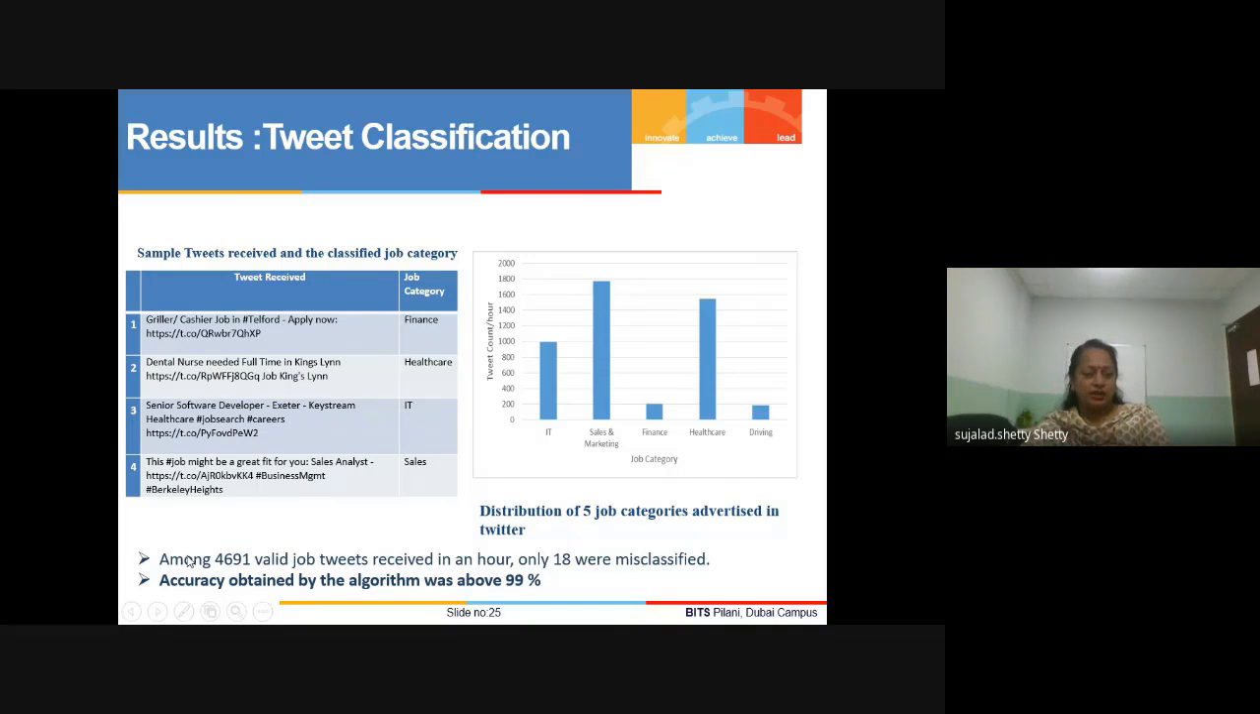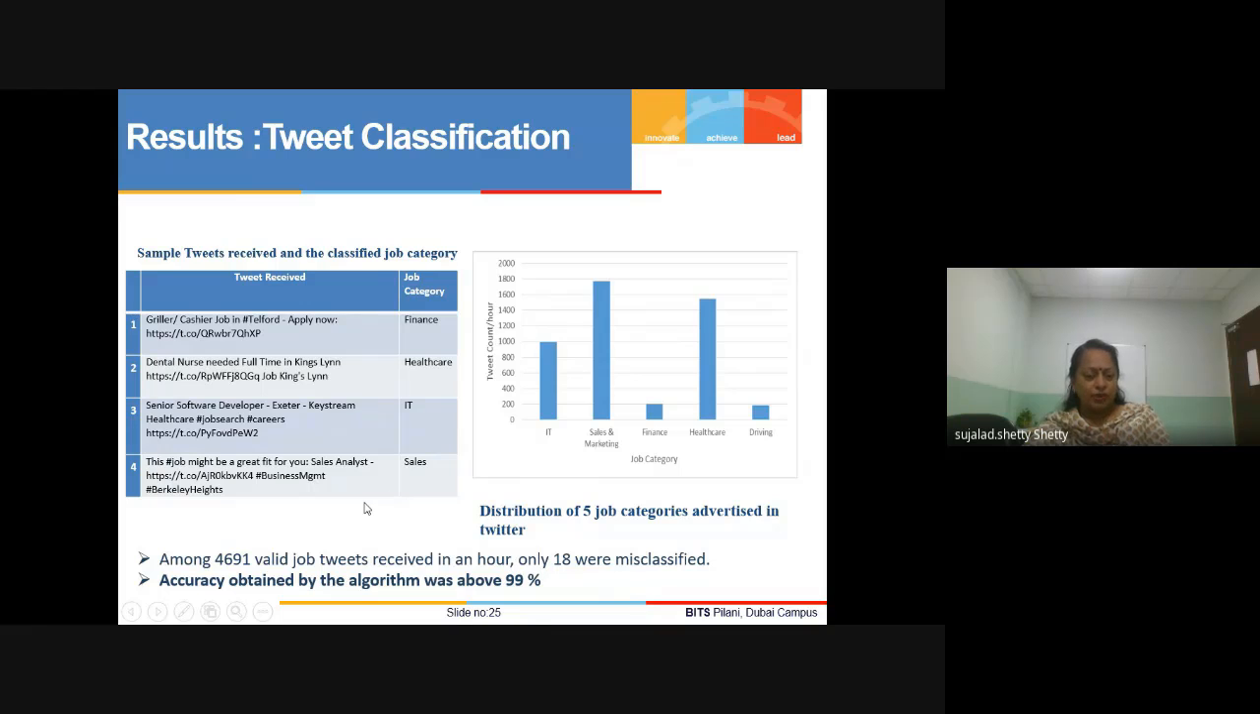Among the tests that we did, we saw that we had about 4691 job seekers, and in just 1 hour, when we had collected this information, it had classified all of these 4691 minus 18. So 18 were misclassified. Apart from that, most of it was classified correctly. So the accuracy that our model obtained was about 99%.